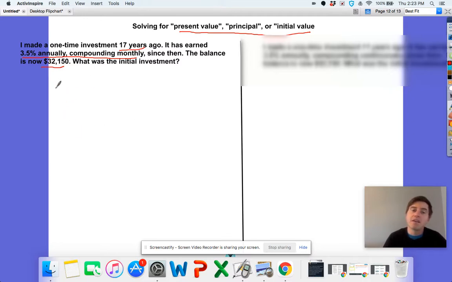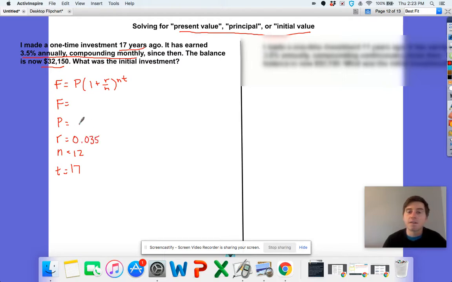So this is compounding monthly. Of course, we're going to use the regular compounding in a finite way formula. So we will list these out. 17 years. It's compounding monthly, so that's 12 times a year. The rate was 3.5%, as a decimal 0.035. The present value, the initial value, the principal, we don't know that. But we do know after 17 years that now it's 32,150. So we're actually solving for P this time, and it's going to take a little bit of solving skill.